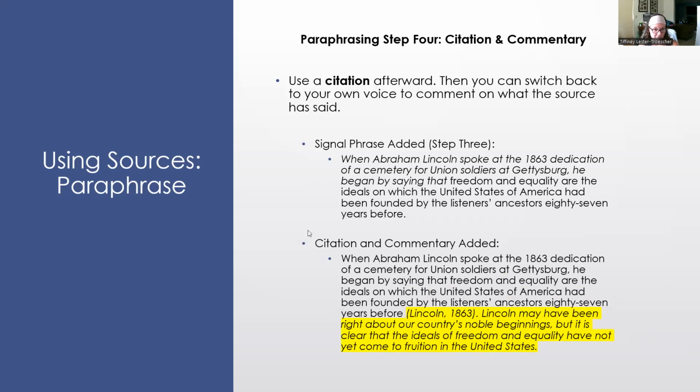All right, so this is what we had after step three, adding in our signal phrase. When Abraham Lincoln spoke at the 1863 dedication of a cemetery for Union soldiers at Gettysburg, he began by saying that freedom and equality are the ideals on which the United States of America had been founded by the listener's ancestors 87 years before. Here's our citation, and then our commentary. Lincoln may have been right about our country's noble beginnings, but it is clear that the ideals of freedom and equality have not yet come to fruition in the United States. So why were we even including this information? We've explained it to our reader now.